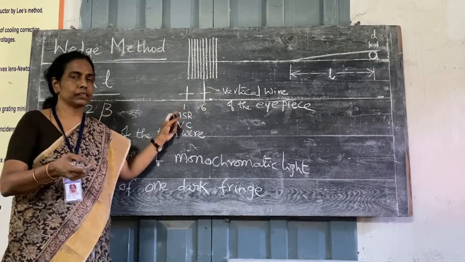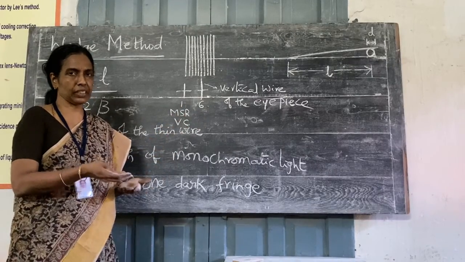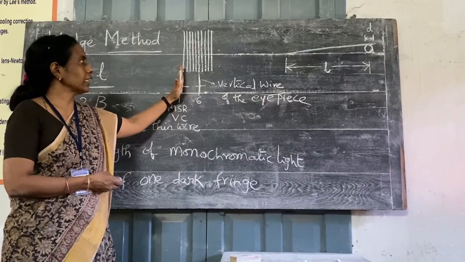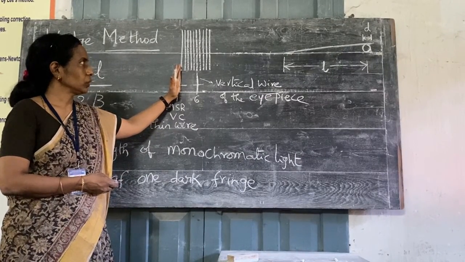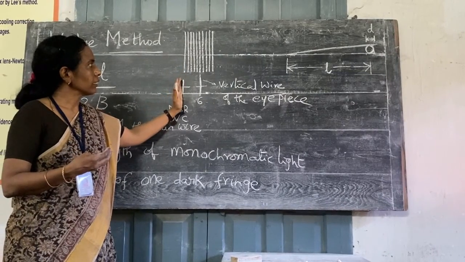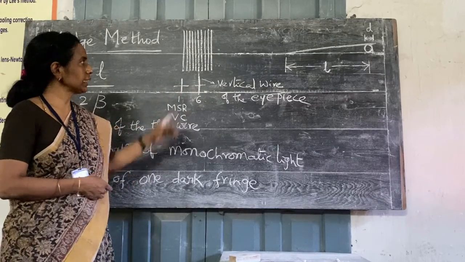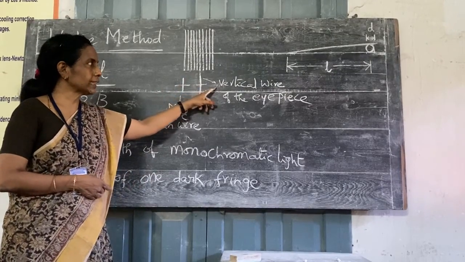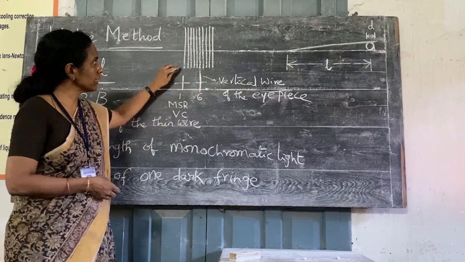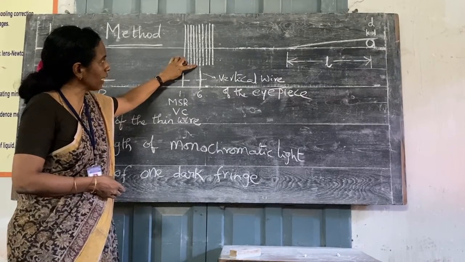By adjusting the screw of the scale, we will move the vertical wire towards right or left. Towards the sixth bright fringe, we will move the vertical wire to the sixth bright fringe. So this is 1, 2, 3, 4, 5, 6.